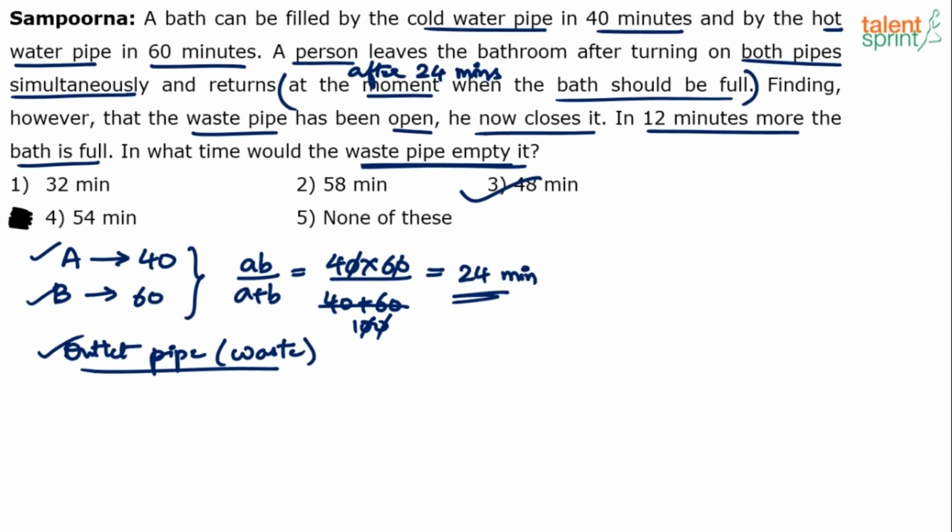Why only half of the bathtub was filled? Actually, it should have been full, but only half was filled because the outlet pipe was also working. So I can now conclude that in the first 24 minutes, the outlet pipe could empty half of the bathtub. If it could empty half in 24 minutes, to empty it fully, it will take 48 minutes. And that's your answer, option 3.